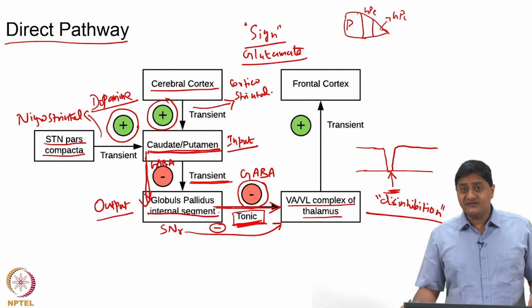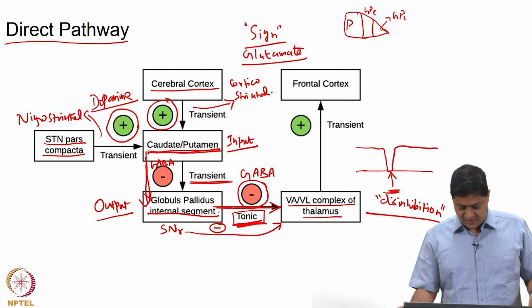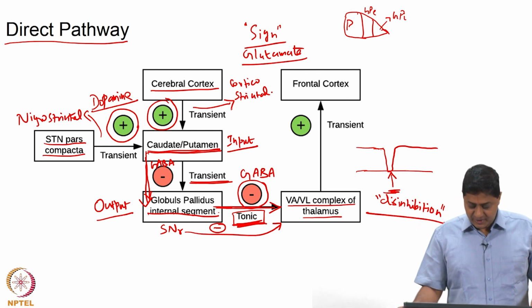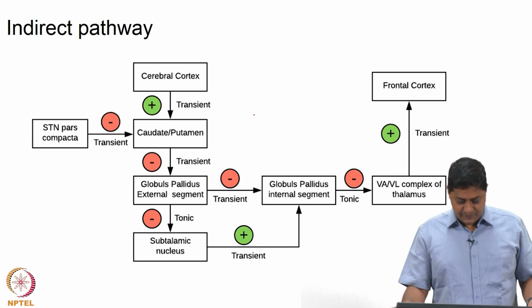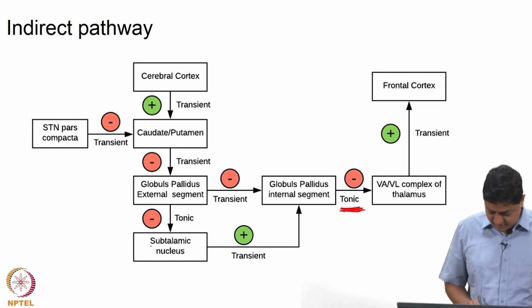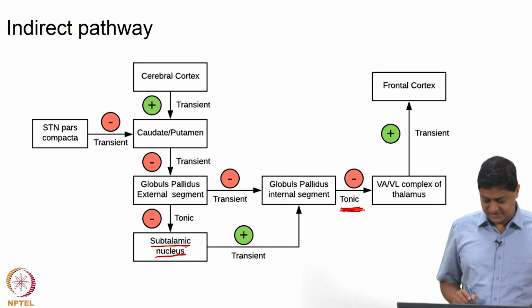Okay. Why is this called the direct pathway? Because the input from the striatum directly goes to the output structure, which is the GPI or the substantia nigra pars reticulata. This is the reason why it is called a direct pathway. Then what about the indirect pathway? Another structure, the subthalamic nucleus, is involved in this.